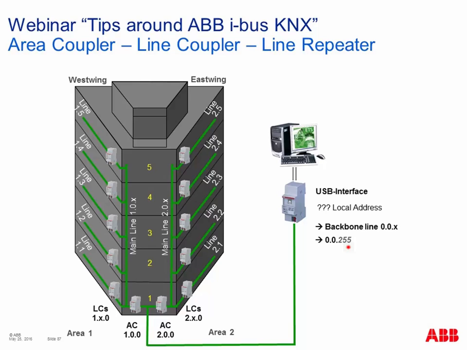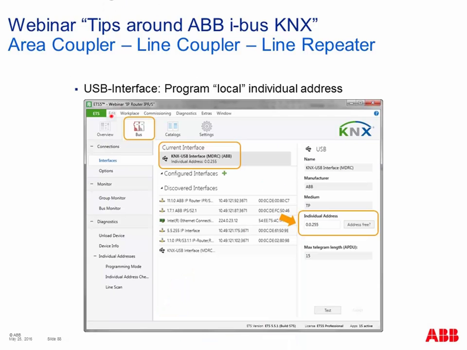So in this case, before you start making a download or programming a device, check the local address of the USB interface. Go back to ETS, the menu Bus, and there you see the current interfaces. Here you will see your USB interface, and in this field you can enter the new individual address, the local address, which must be 0.0 and recommended 255. You can click the button Address free, and some seconds later you get the information that the address is free, and this USB interface will get the correct individual address 0.0.255.